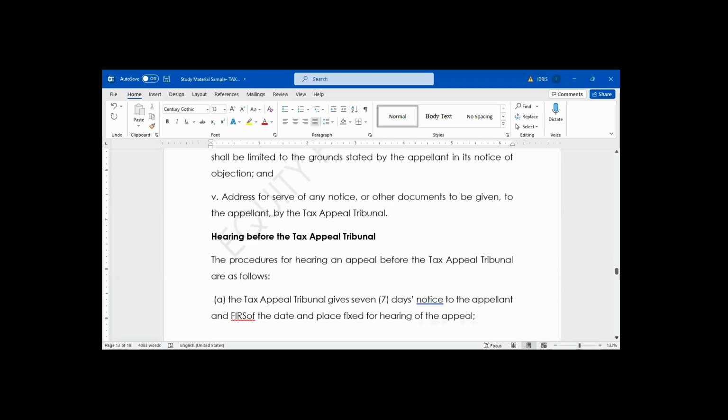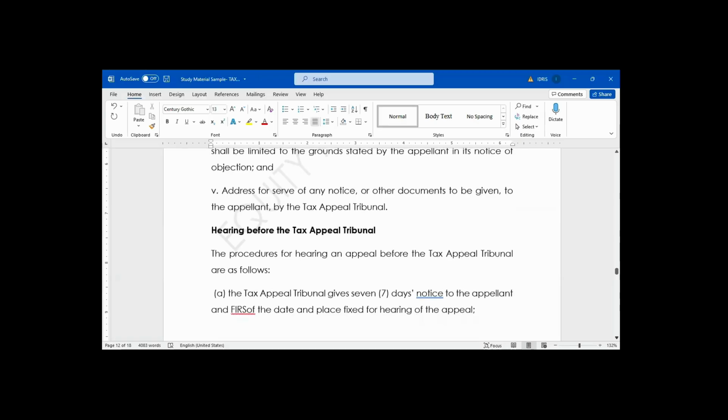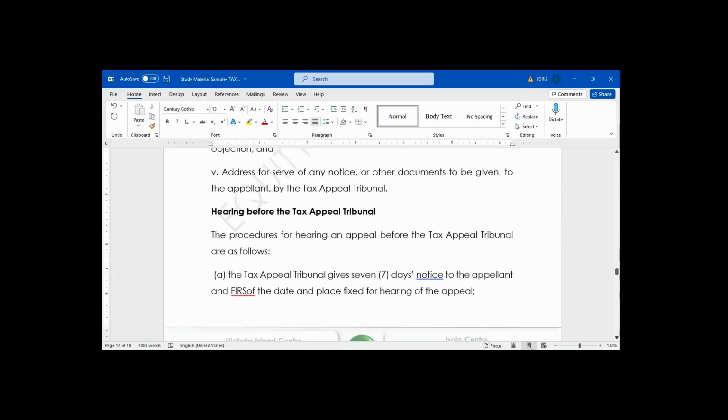Now, once the Tax Appeal Tribunal receives your notice of appeal, they will invite the tax authority. They will fix a date for hearing. Tax Appeal Tribunal will fix a date for what? Hearing. They will now invite you and the tax authority. You come with your evidence. You can come with your lawyer. The tax authority too will come with their evidence and their lawyer.